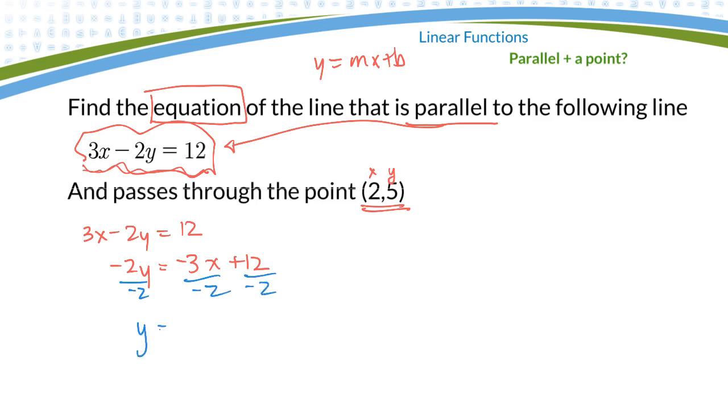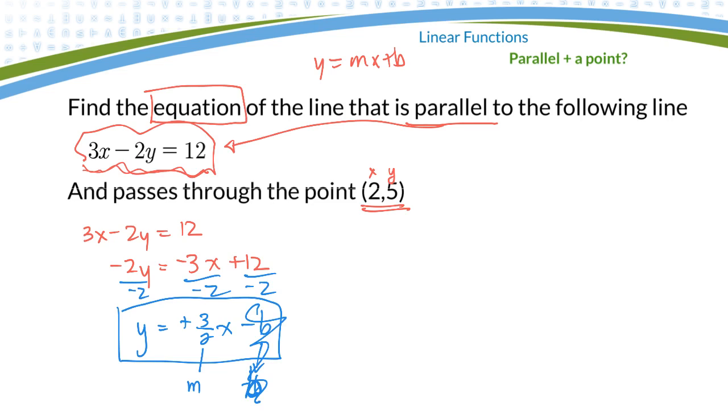So I'll get y is equal to a positive 3/2 x minus 6. So this other line, this one here, has a slope of 3/2 and a y-intercept of negative 6. That's what the b value is. But I don't care what the b value is because that's not my line. That's a different line. So this is the slope that I'm going to take.